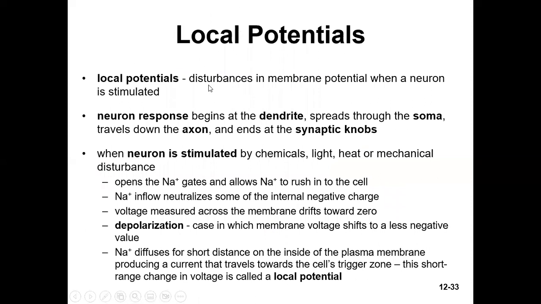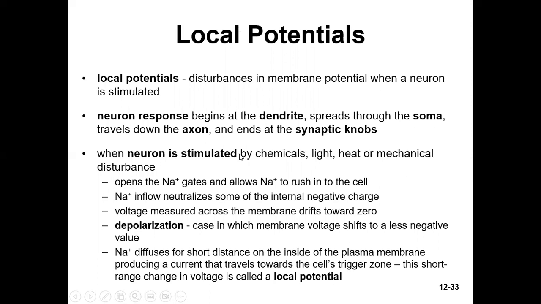Now, we mentioned this, I believe, in the last chapter, that we might have some local potentials, disturbances in the membrane when a neuron gets stimulated. It can happen locally, but it has to reach a threshold to continue it down the length of the membrane. Neuron response begins at the dendrite, which then spreads through the soma and travels down the axon. It will end at the synaptic knob.